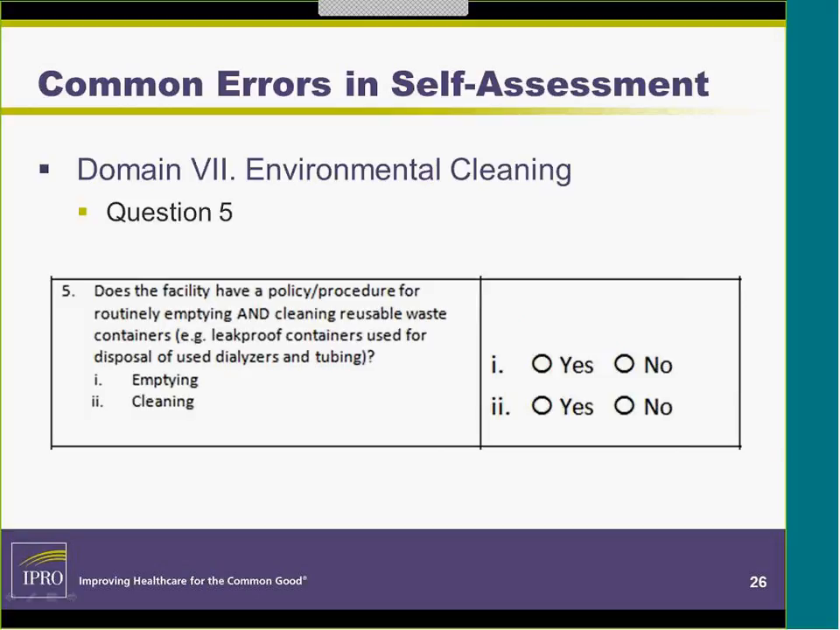Domain 7, environmental cleaning. Question 5, does it have a policy procedure for routinely emptying and cleaning reusable waste containers? This is causing some confusion among facilities. They're really looking for what you're doing with those biohazard containers, not the sharps containers, but the reusable biohazard containers. I know a lot of the facilities contract out for this and report emptying the bins when full at the end of the day, and then a contractor does come in to change out bins for new clean bins a couple times a week. So it's really looking for what you're doing with those biohazard bins. Those are dirty bins, and if they're not regularly being changed and emptied, there is obviously a cause for concern. So that's how we might be looking at that particular question.